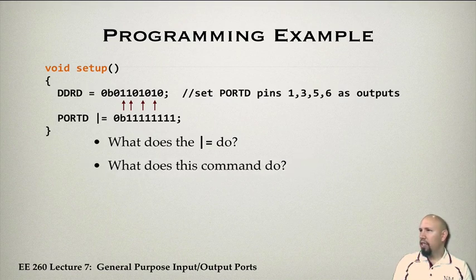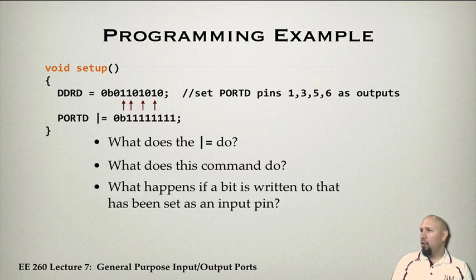So the next question is, what does this command do? Well, what this command does is it takes these bits and ORs them bit by bit with whatever's in port D. Because these are all ones, if I OR a 1 with anything, it's going to give me a 1. So basically that sets all the bits in port D to be 1. Now we could actually have been more efficient and just said port D equals this, and that would have basically set all those bits to be 1 anyway.